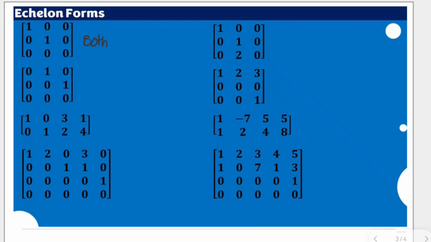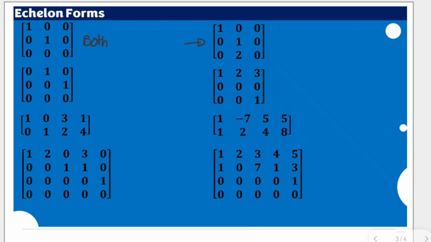What makes this reduced row echelon form is the entry above the second leading one, which is 0. If all entries in the same column containing the leading one are all 0, then it means it's a reduced row echelon form. So the answer for the first 3x3 matrix given here is both. Let's jump to this next 3x3 matrix on the other side.